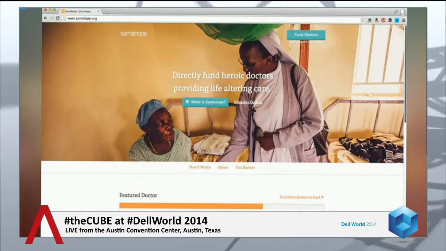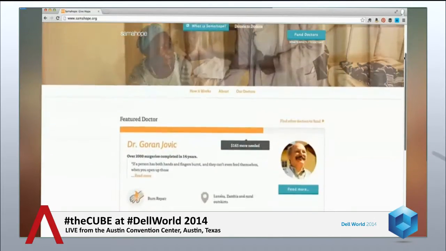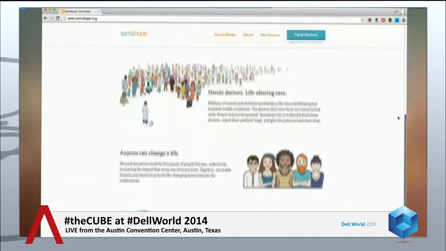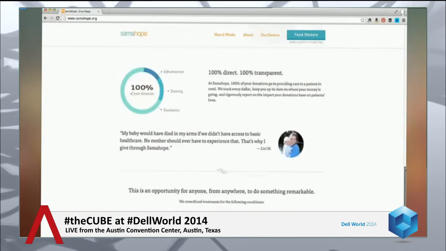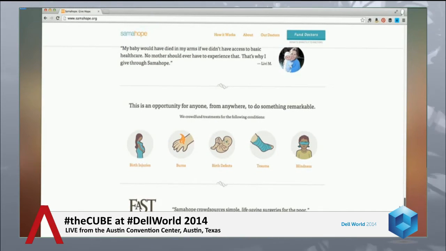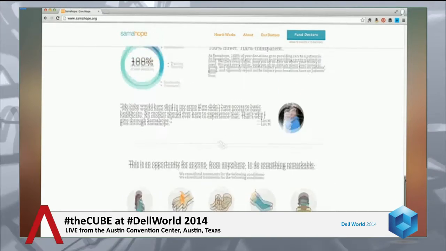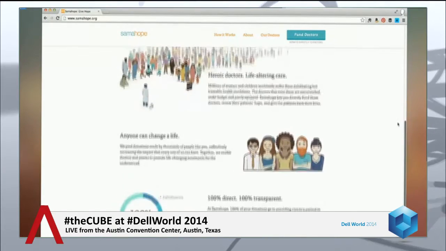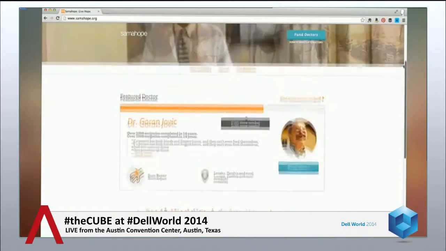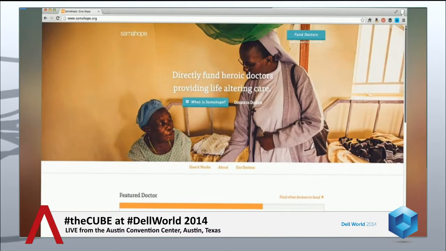Take Dr. Jovich, for example. Dr. Jovich is the only reconstructive plastic surgeon for all of Zambia, a country of over 15 million people. Dr. Jovich actually taught himself to become a pilot so that he could fly a small prop plane out to the outskirts of Zambia in the rural areas to treat more patients in need. To me, that's pretty entrepreneurial. And now he's focused on training the next generation of reconstructive surgeons so that access can increase in the country and they don't have to rely on one person. At Sama Hope, we focus on funding doctors like Dr. Rai and Dr. Jovich so that donors can connect directly to them.